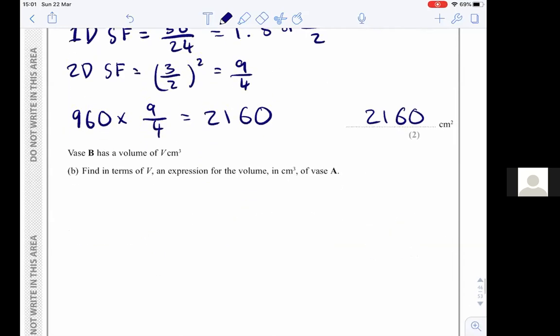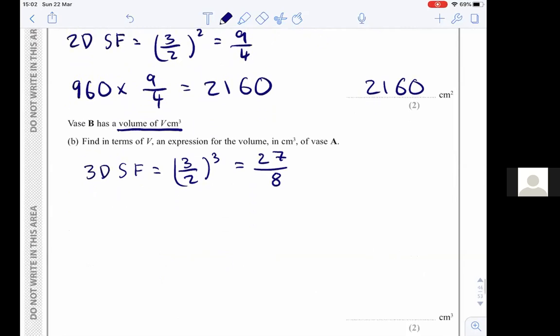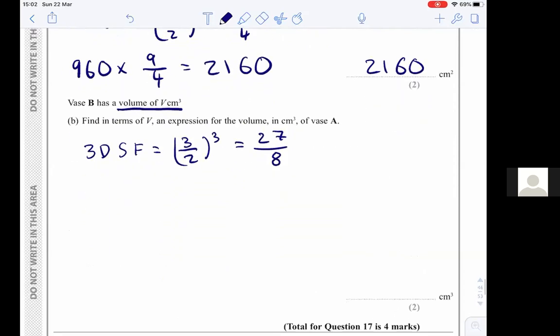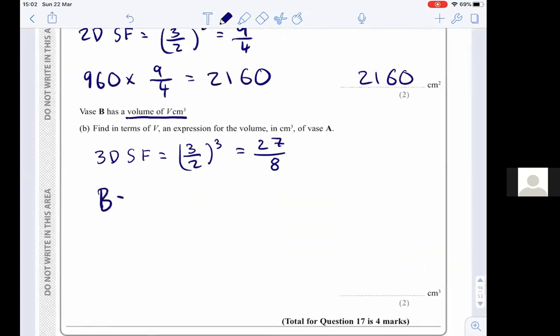Now, if we're moving into volume, centimeters cubed, our scale factor is going to be 3 over 2 cubed, or 27 over 8. Okay, so the volume of B is going to be 27 over 8 times the volume of A.